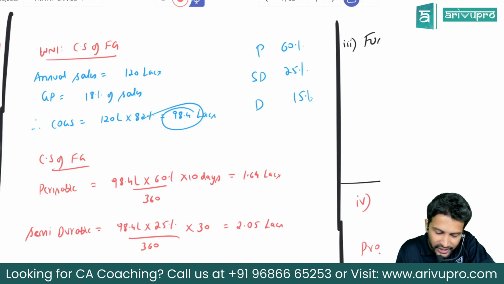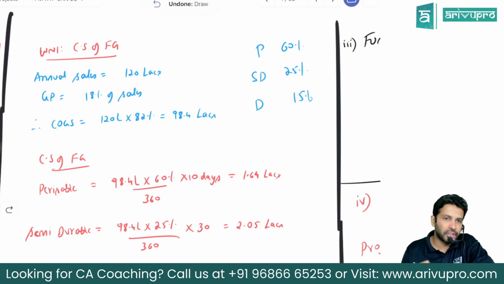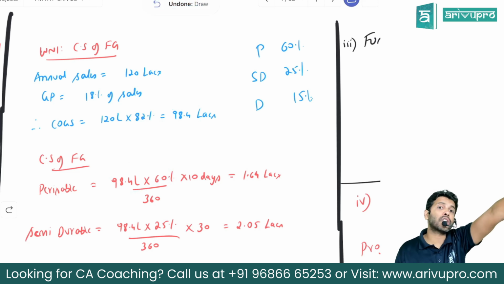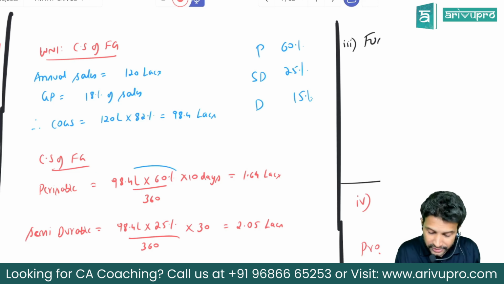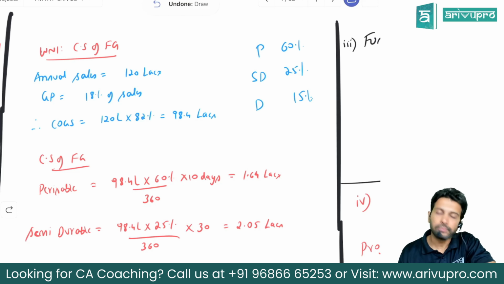Yes. 98.4 is the whole COGS. If you take 60% of 98.4, what are you going to get? The total stock of perishable goods. But this is for the whole year, meaning it is for 360 days. How much for 10 days is what we need to find out. This will be 1.64 lakhs. Done. In the same way, we'll have to find out semi-durable.